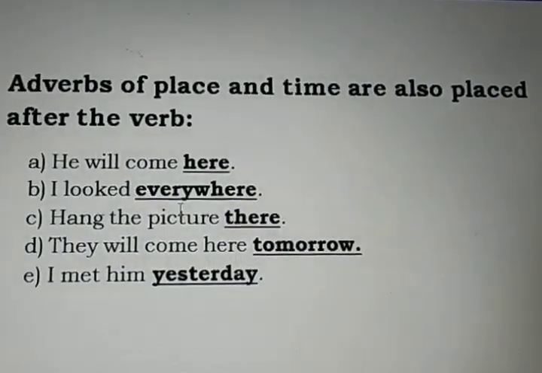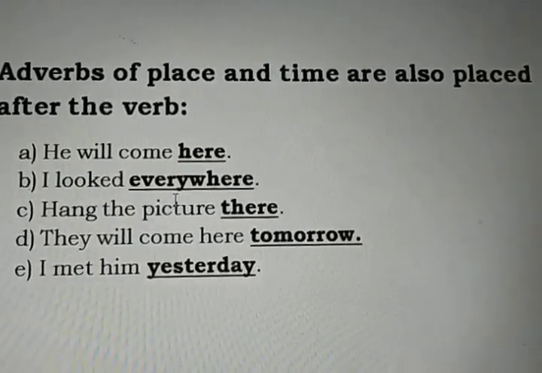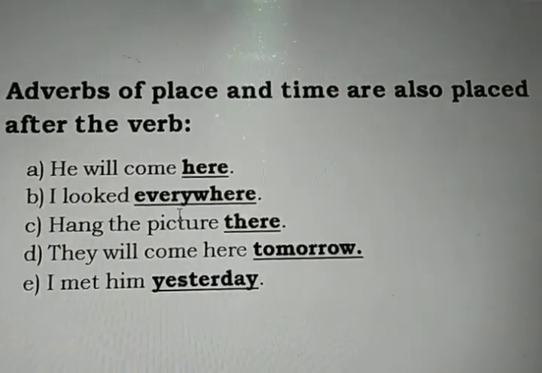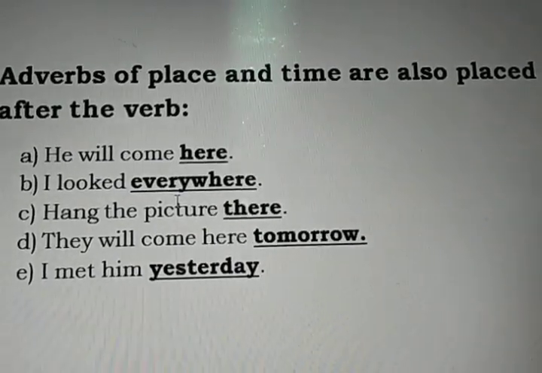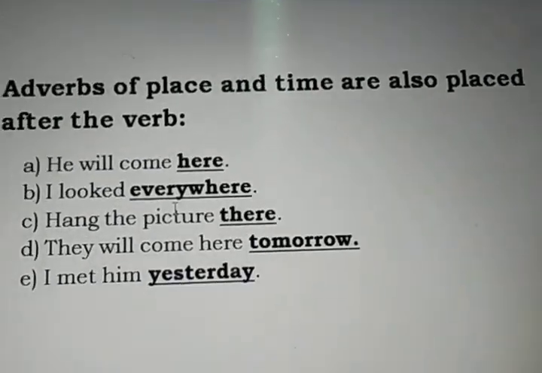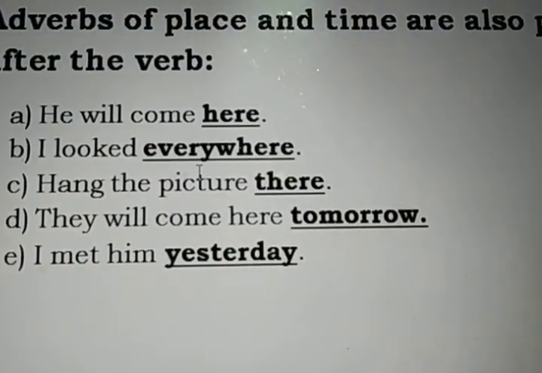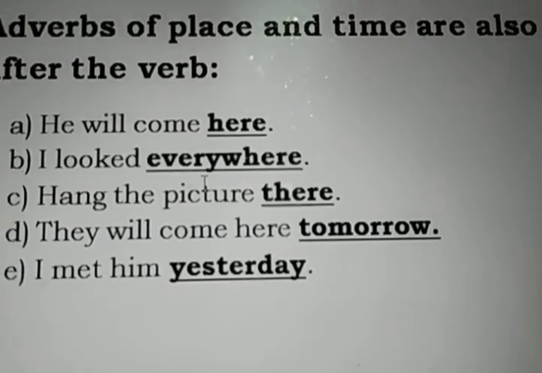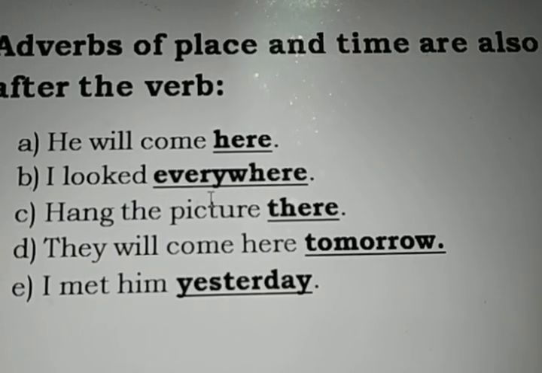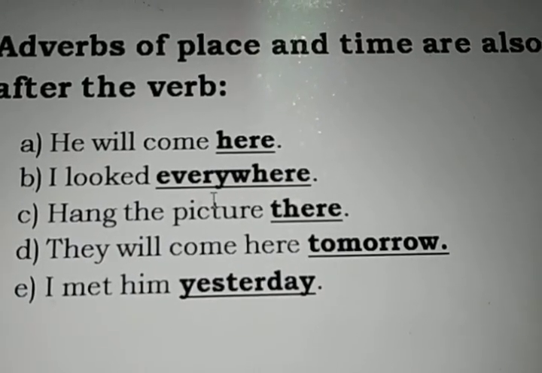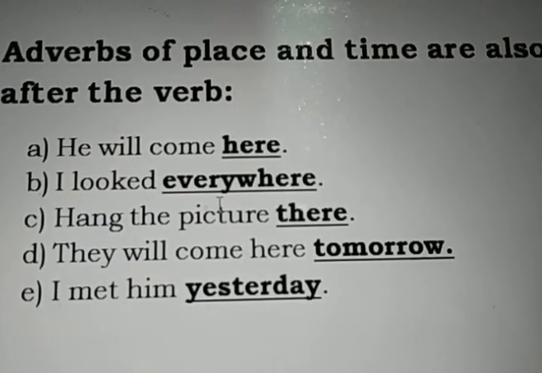The next rule says adverbs of place and time are also placed after the verb. I mean, generally most adverbs are placed after the verb. So here we are talking about adverbs of place and time, and they are placed after the verb. See the examples here. He will come here. So here is your adverb of place and we are keeping it after the verb, that is come. I looked everywhere, it's also an adverb of place and we are keeping it after the verb looked.